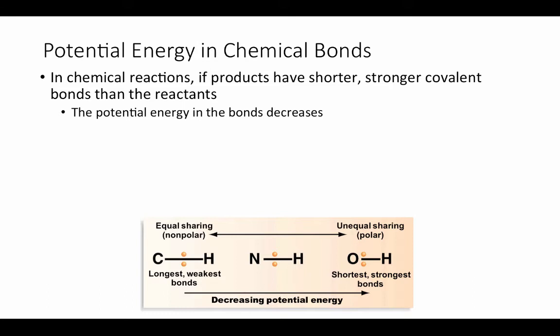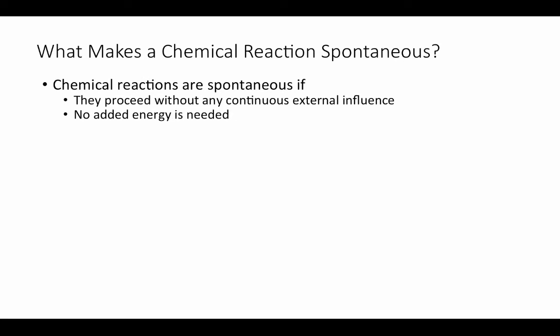This is going to be something like falling down a waterfall. You're converting potential energy into some other kind of energy, and that will tend to happen spontaneously. The difference in potential energy between the reactants and the products is going to be transformed. In this case, rather than into kinetic energy like falling down a waterfall, it's going to be transformed either into thermal energy or light generally. What makes a chemical reaction spontaneous?